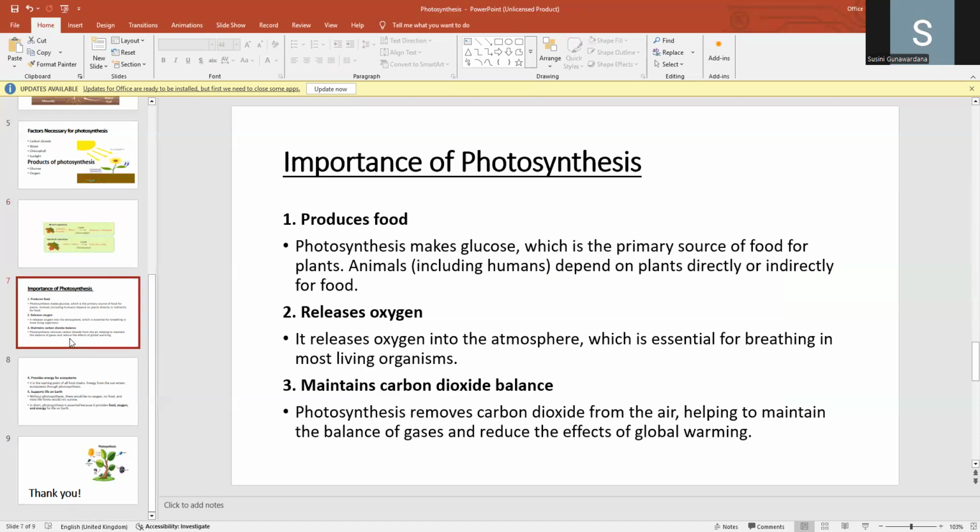Finally, we'll move to the importance of photosynthesis. Especially through this process, foods are produced. So without plants, without photosynthesis, we cannot survive. Just think, we are human beings and we depend on plants as well as animals. So we are omnivores. If you think about a lion, it is a carnivore. Does it depend on plants?